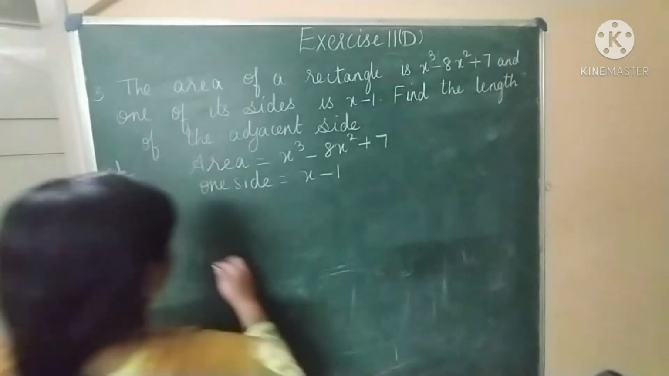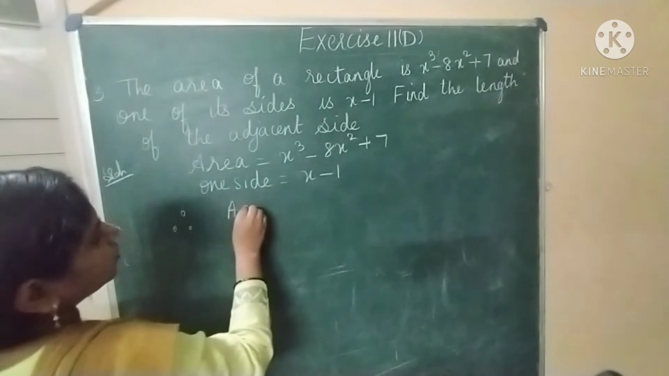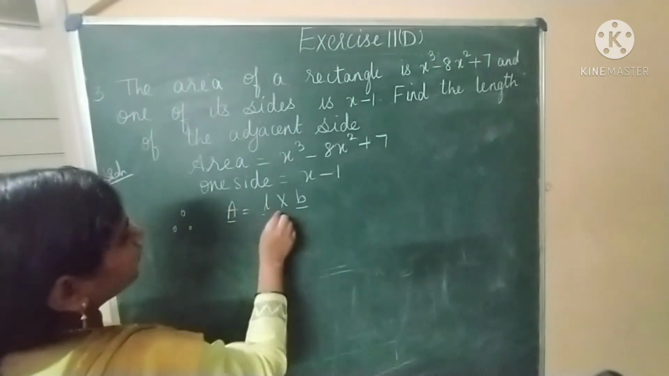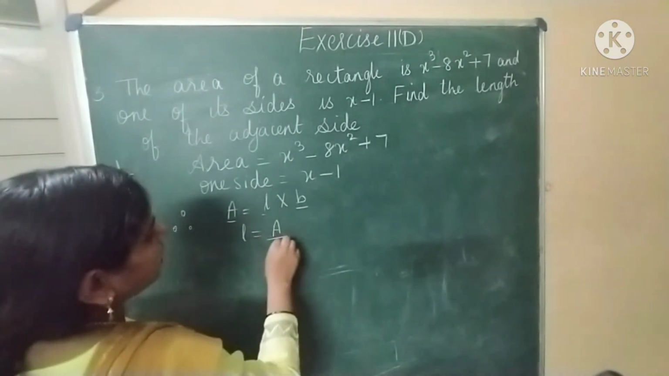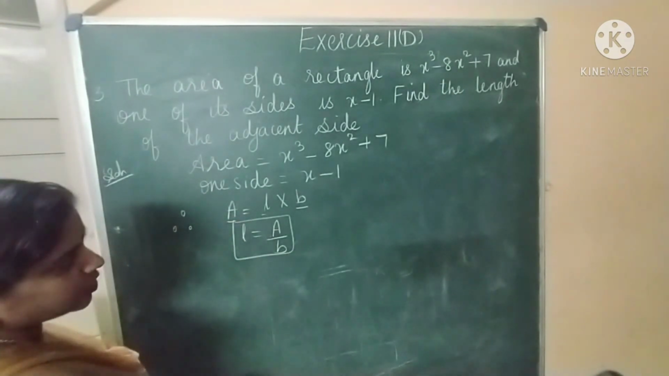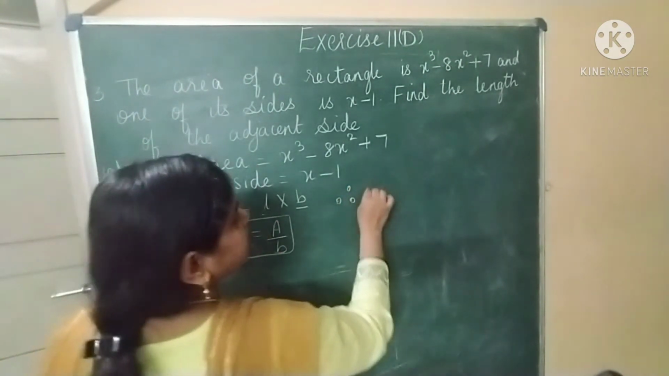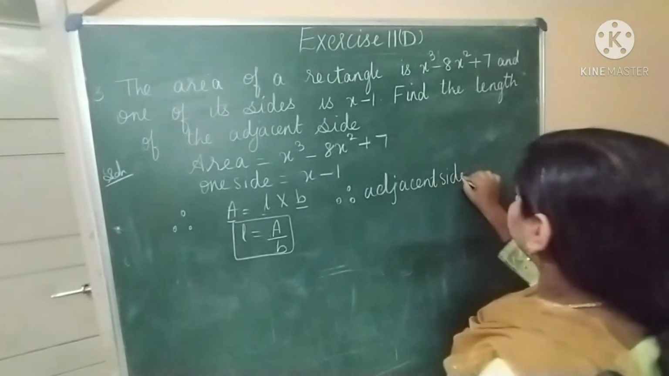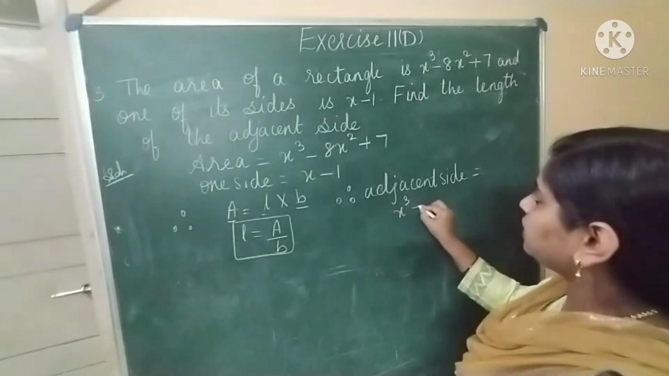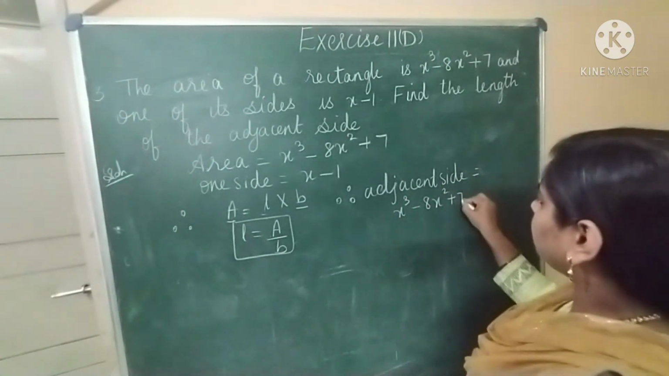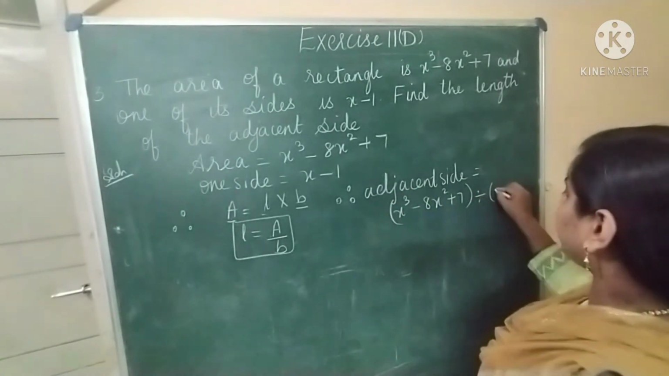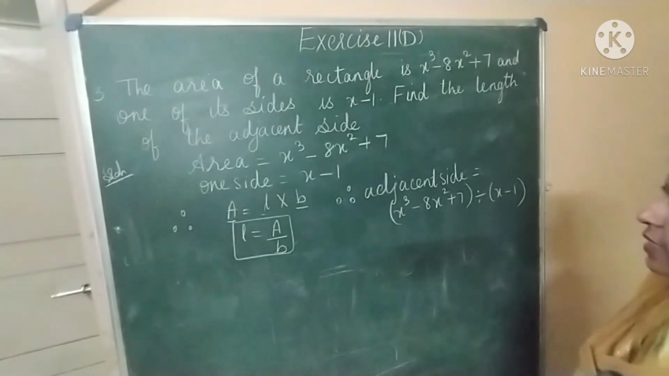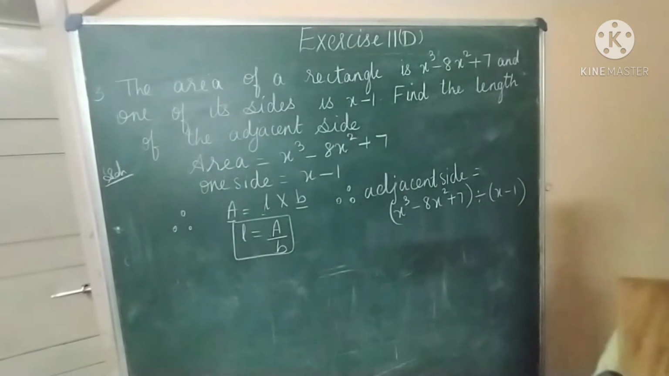To find the other side, area is equal to length into breadth. We know breadth and area, we have to find length. So length is equal to a divided by b. This is what the equation is. Therefore, I can write the adjacent side as x cube minus 8x square plus 7, the whole divided by x minus 1.